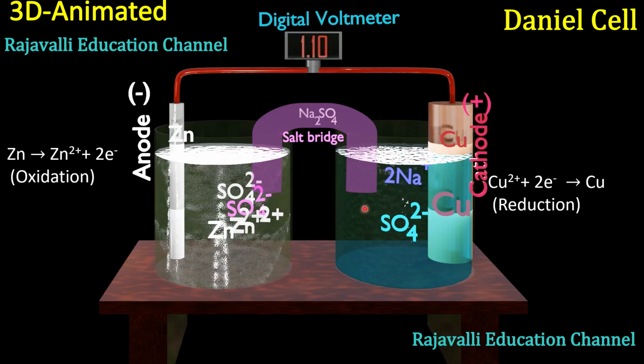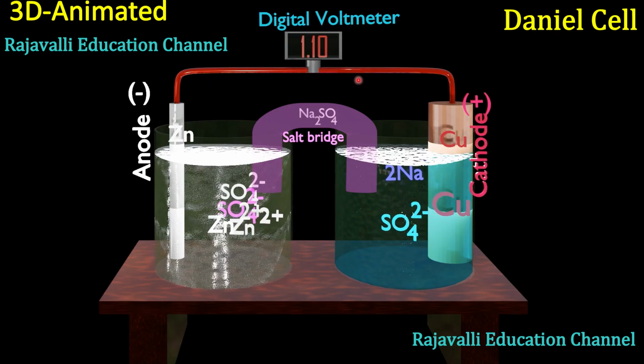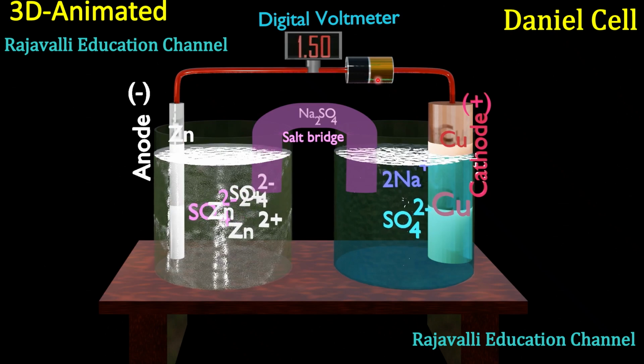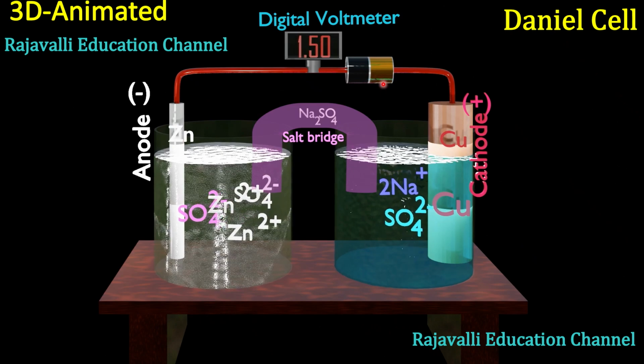Eventually, the flow of current stops. At this stage, the Daniell cell needs to be recharged. To recharge it, we connect an external battery of about 1.5 volt across the circuit.